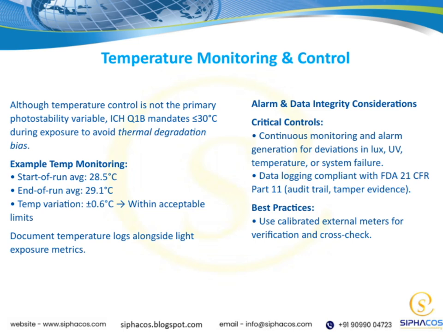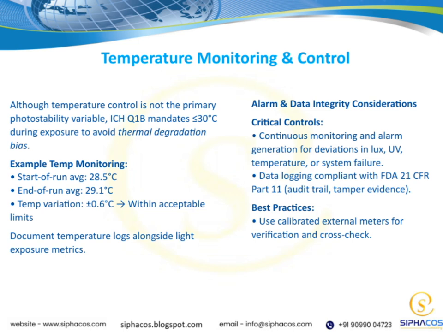Moving on to temperature monitoring and control. Although temperature isn't always the primary factor in photo stability, it's still critical because ICH Q1B requires keeping the temperature at or below 30 degrees Celsius during exposure. This is to prevent any thermal degradation bias that could skew your results.